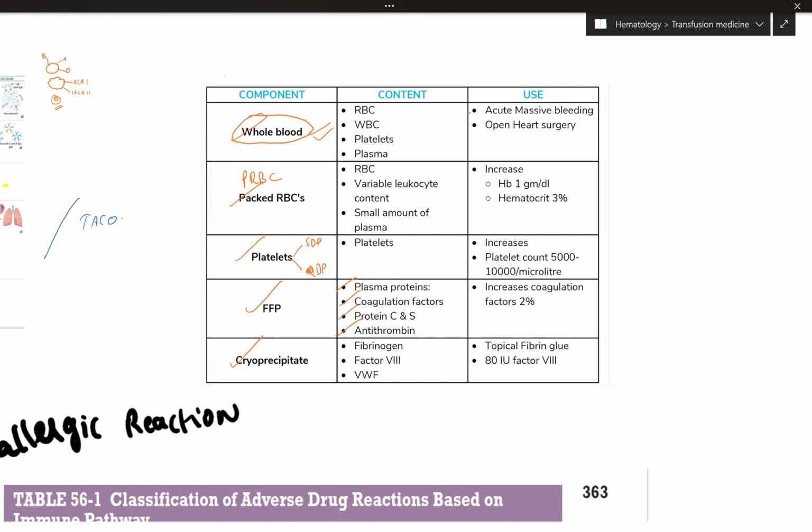In acute massive bleeding, you need to give whole blood itself. You don't need to give RBCs. Or in open heart surgery, they give whole blood because they lose whole blood basically. The components are red blood cells, white blood cells, platelets, and plasma. Now, we don't like giving WBCs unnecessarily, so that's why most frequently we would like to give PRBCs in everyone.